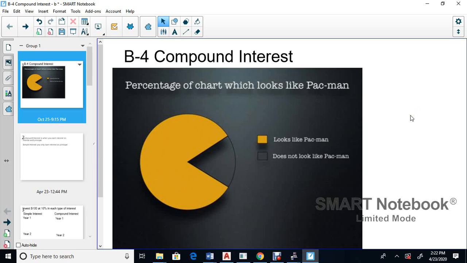So let's take a look at some pie graphs here. So there's our joke of the day. Percentage of chart which looks like Pac-Man. That's the percent that looks like Pac-Man. And that part does not look like Pac-Man. Okay, let's move on.